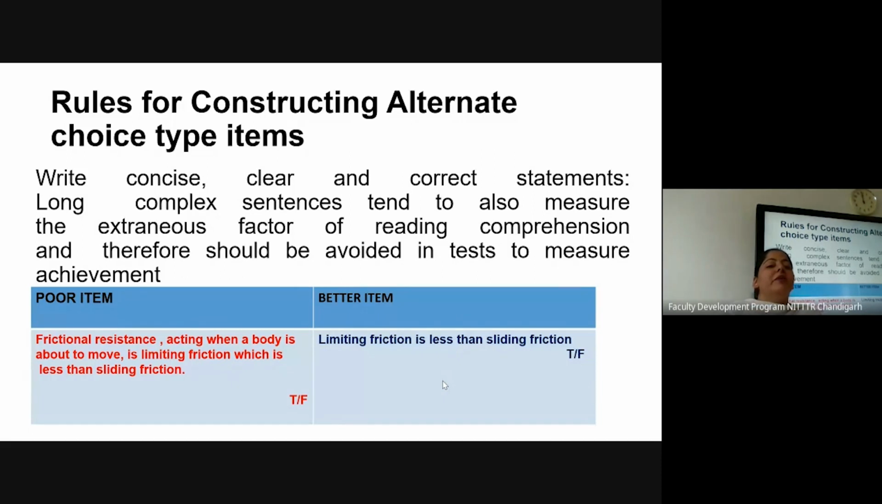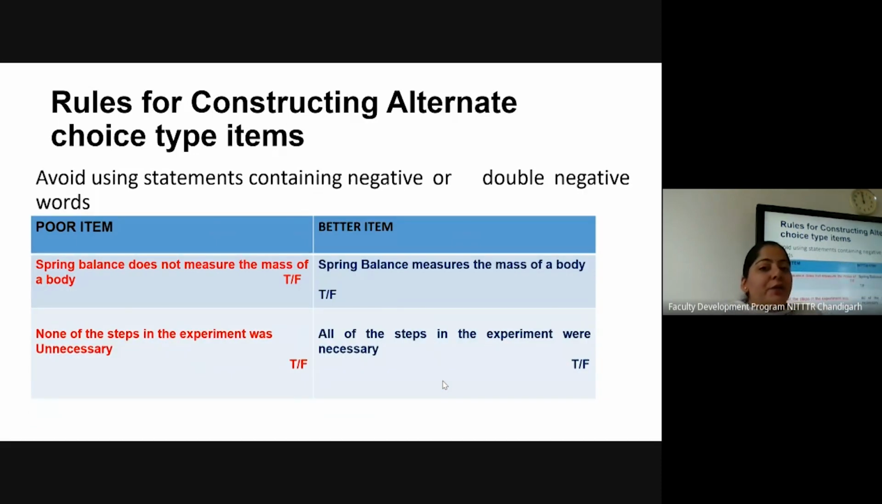So the item given, frictional resistance acting when a body is about to move, is limiting friction which is less than sliding friction. So simply the teacher can write limiting friction is less than sliding friction, whether the statement is true or false. Avoid using statements containing negative or double negative words.